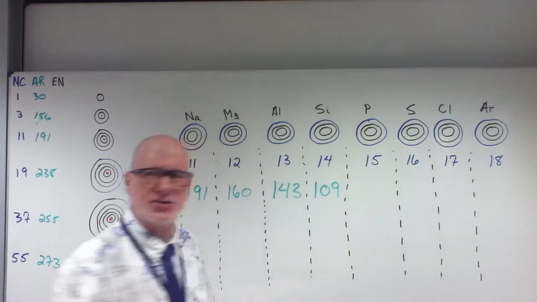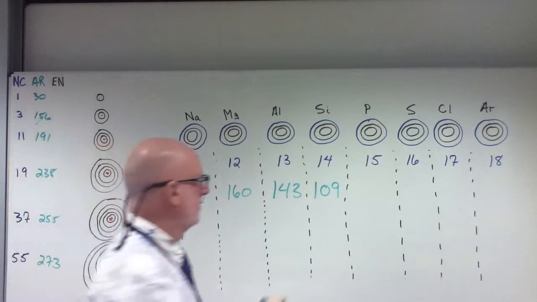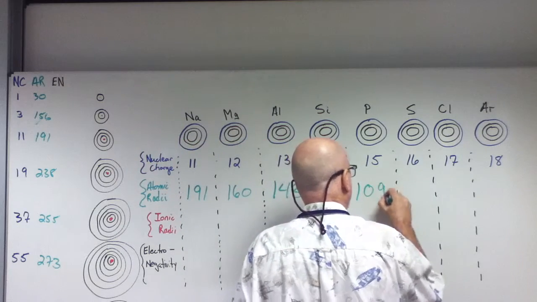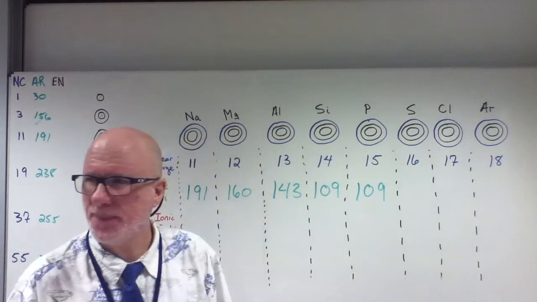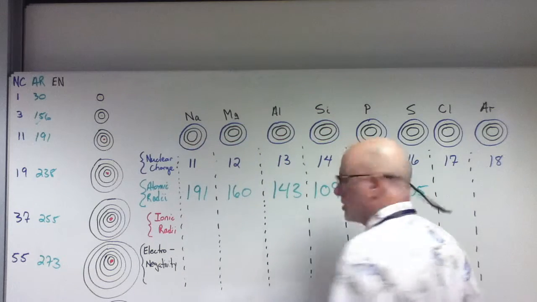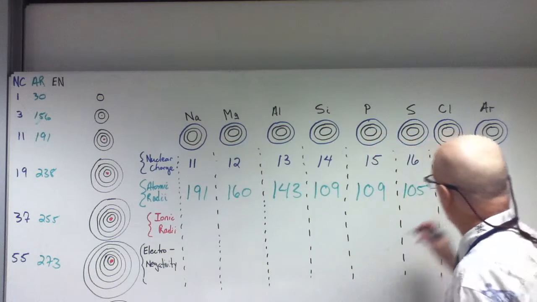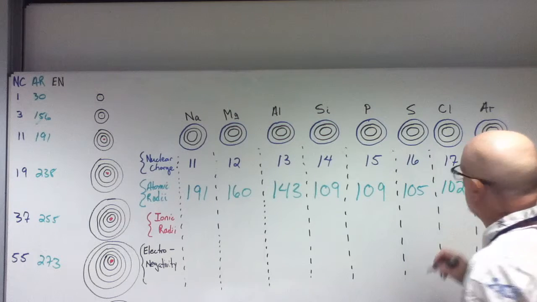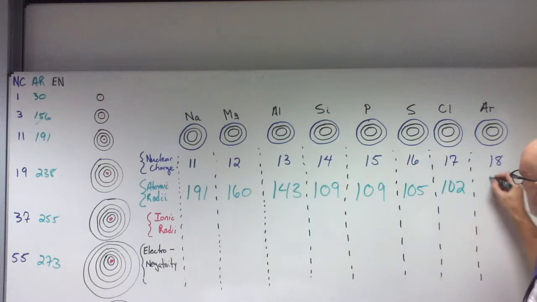And phosphorus is the same, isn't it? Yeah, 109. And sulfur? 105. And then chlorine? 102. And then argon? 94.